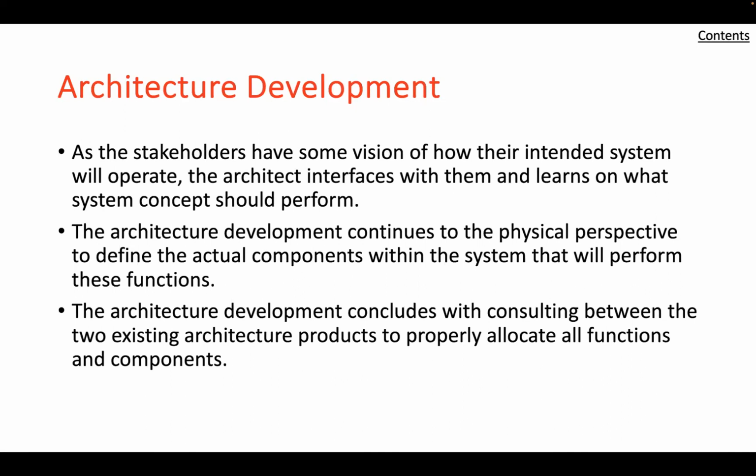As the stakeholders have some vision of how their intended systems will operate, the architect interfaces with them and learns what system concepts should perform. Utilizing drawings and descriptions of the operational environment, the stakeholders can then paint a picture of what the environment looks like, what the system must do, what it must face, collaborate, combat, or overcome, and what the envisioned end state would look like after successful completion of its objective.